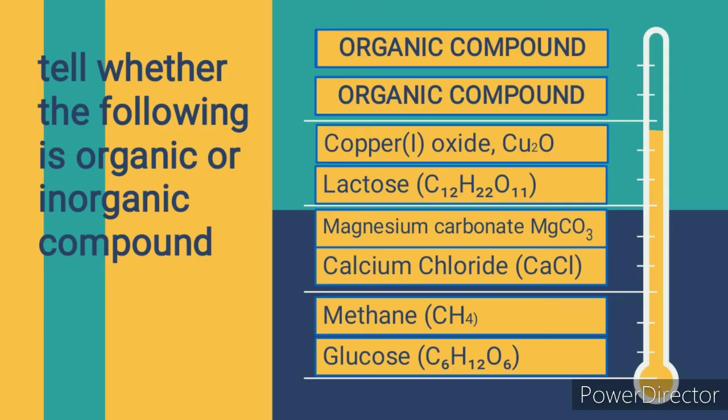Okay, let's take a look at the third one. So we have copper oxide. There are 2 atoms of copper and 1 atom of oxygen. What is this? Great! It is an inorganic compound. Although we can see oxygen, there is no carbon, so that is an inorganic compound. There is no bond of oxygen to carbon, hydrogen to carbon, or nitrogen to carbon. So that is an inorganic compound.